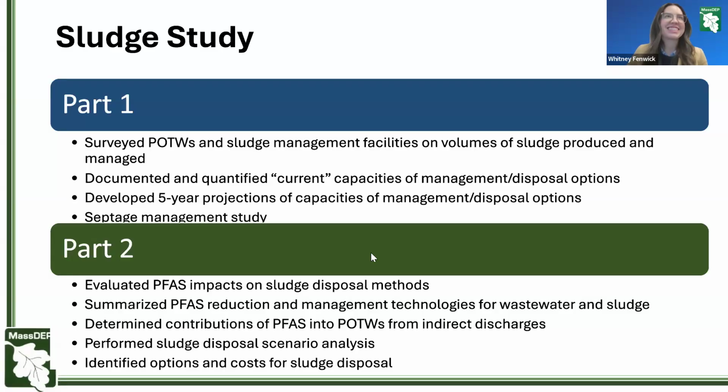Okay, good. In 2024, MassDEP was provided with funds to evaluate sludge disposal capacity, factors affecting sludge disposal, and PFAS reduction and treatment technologies. The study, which I will just refer to as the sludge study, was divided into 2 parts. Part 1 evaluated the current and near-term destinations for Massachusetts sludge and septage. Many utilities and stakeholders have participated in the survey that accompanied Part 1, and we are grateful for your participation in the efforts to make the information contained in the report as accurate as possible. Part 1 was completed in 2024 and is available on the MassDEP website.